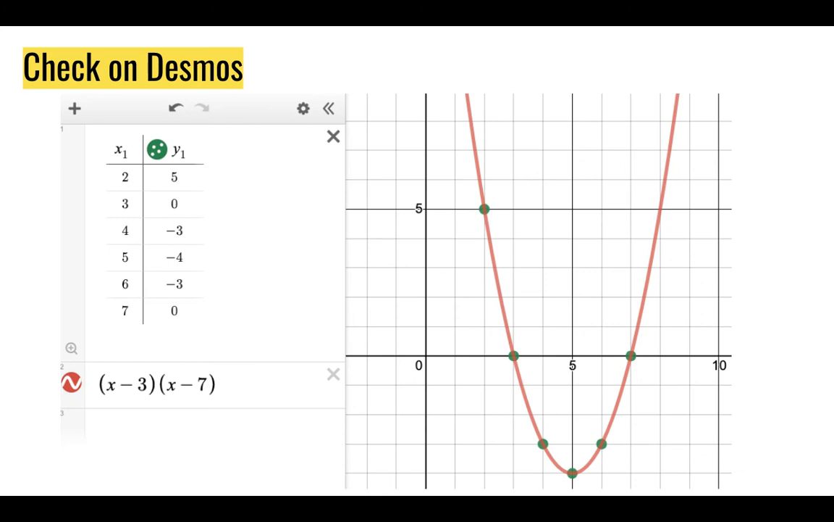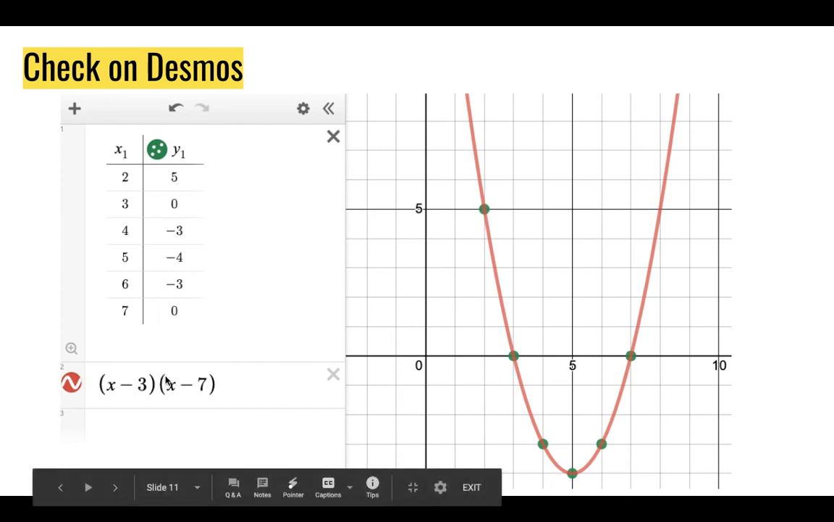And again, you can check in Desmos. So what I did in Desmos, if you click the plus sign here, you can enter a table. And I put the table in so I could see my green points. And then I put my equation in with red, and we notice that it matches. So that means we definitely did this right. So that's good.